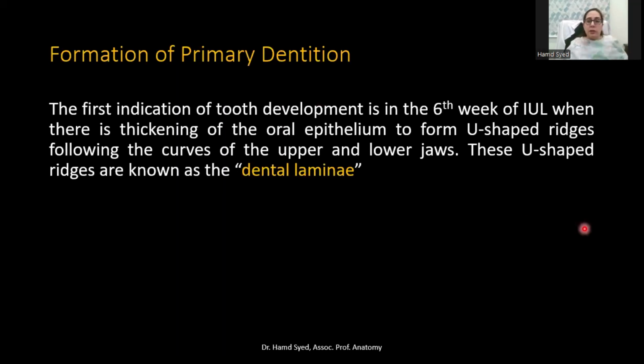Now let's first discuss the formation of the primary dentition, that is the milk or baby teeth. Well, the first indication of tooth development is in the 6th week of intrauterine life, when there is a thickening of oral epithelium to form U-shaped ridges following the curves of the upper and lower jaws. These U-shaped ridges are known as the dental laminae.